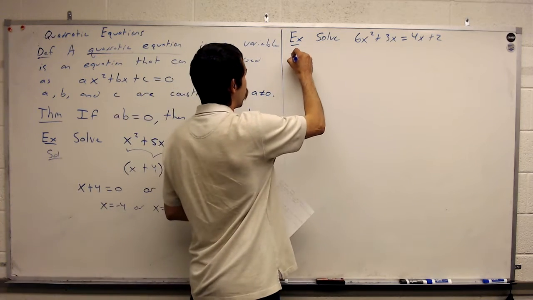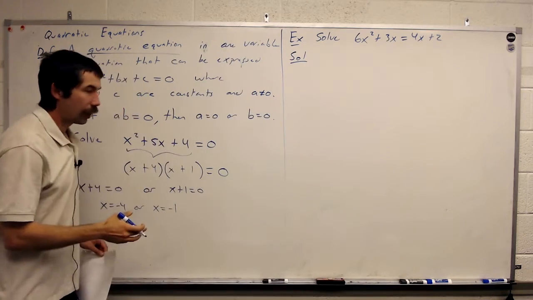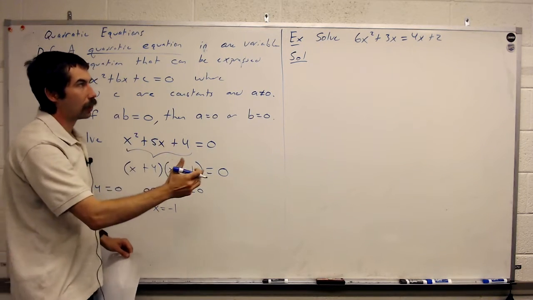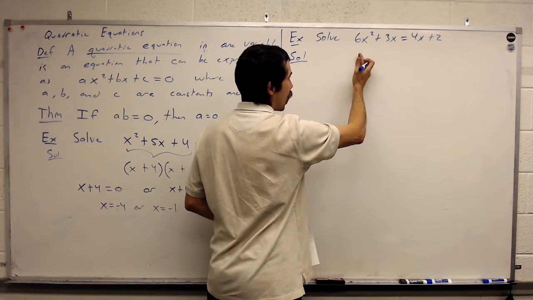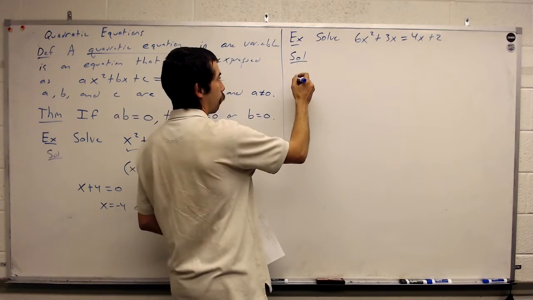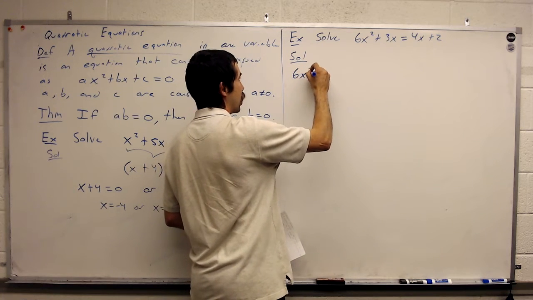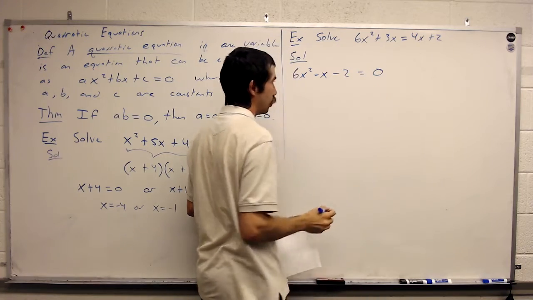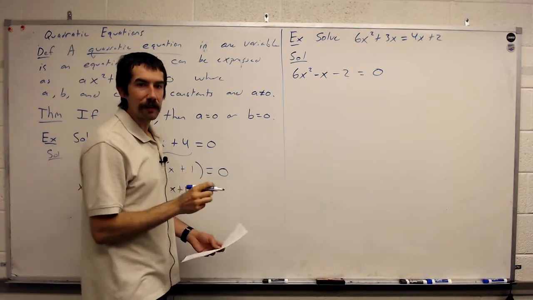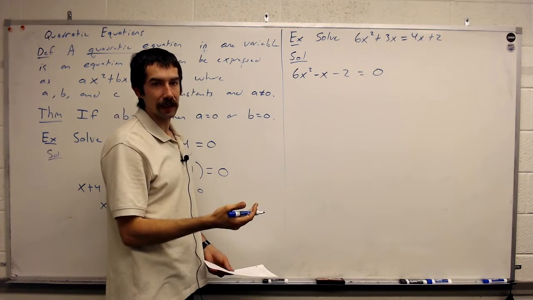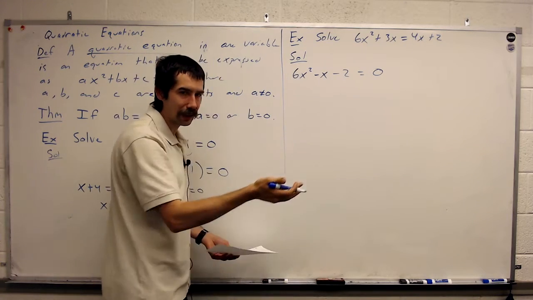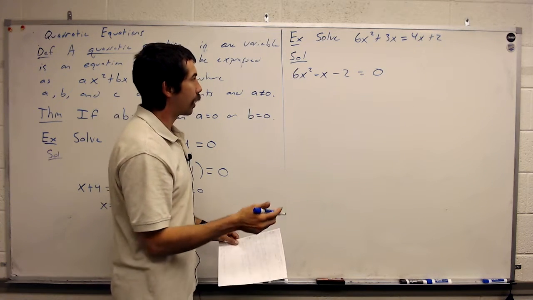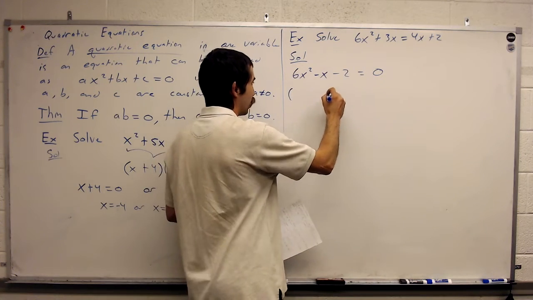But the first thing we should do is we want to bring everything to one side, right? We want to have an equal 0 so we could use our theorem. So let's bring everything to one side. So we have 6x squared minus x minus 2 equals 0. Once we have something equal to 0, now we could factor. If we don't have a 0 on the right-hand side, factoring is a useless thing to do. All right, and so it's a little bit of guessing and checking.